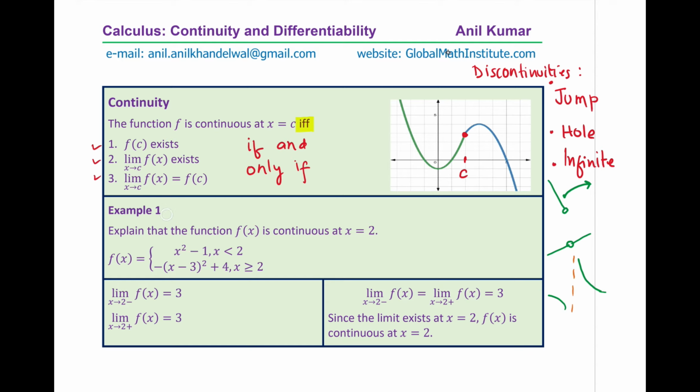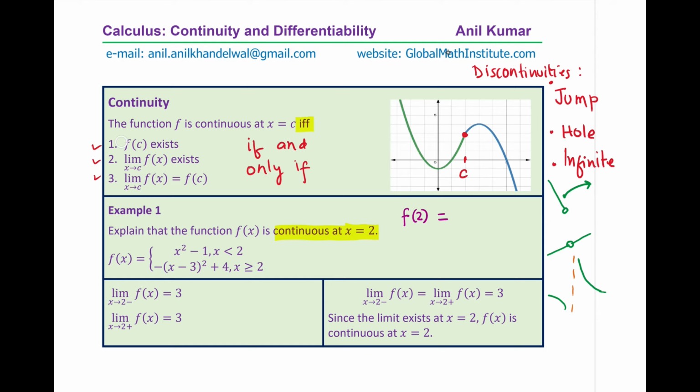The question here is to show that the function f of x is continuous at x equals 2. Now, when we want to show that the function is continuous at x equals 2, what should we do? Well, the function is given to us and it is x squared minus 1 when x is less than 2, and is minus (x minus 3) whole squared plus 4 when x is greater than 2. What we need to do is these three things, and that is, we should find the value of the function at 2.